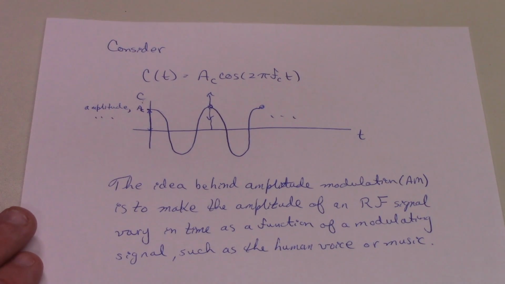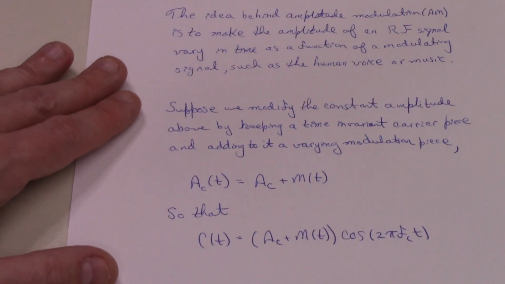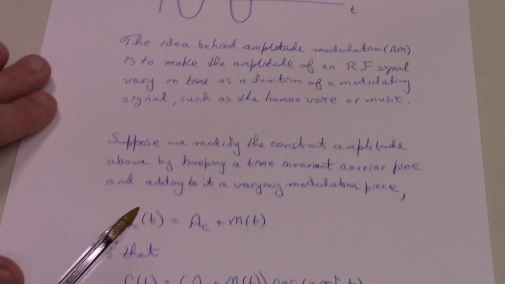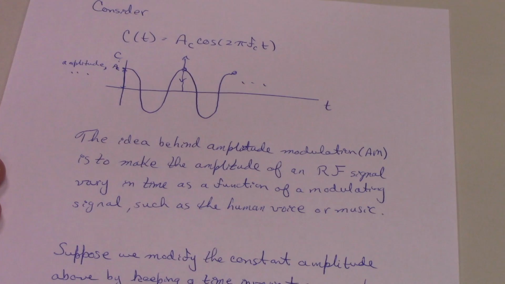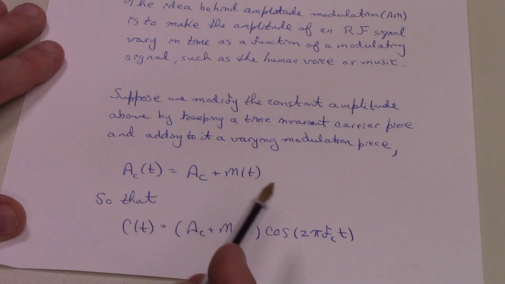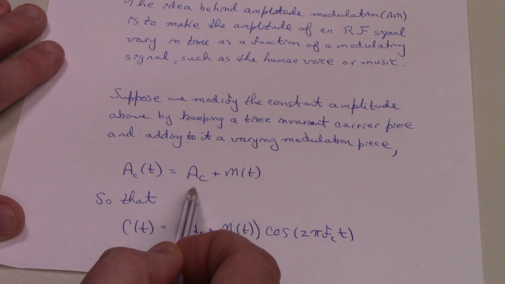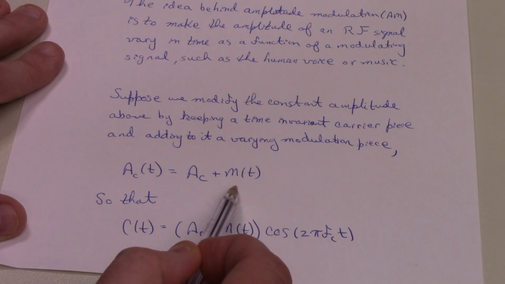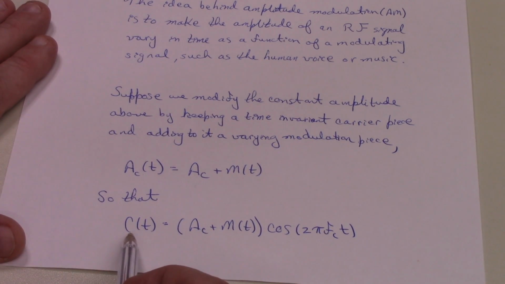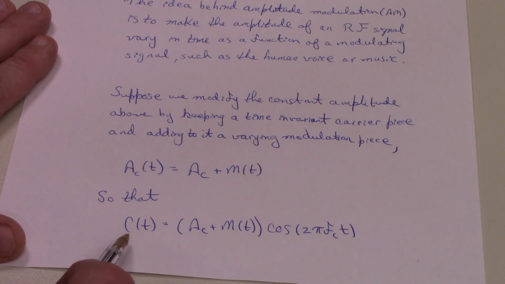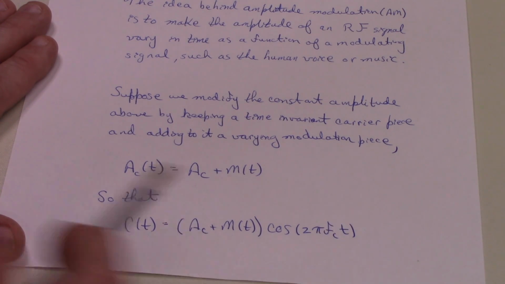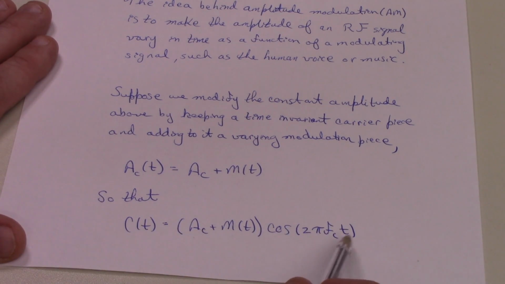But to unpack that simple idea a bit, let's do a little bit of algebra. So suppose we modify this constant amplitude A sub c to make it a function of time itself. And so we're going to keep this initial piece, this constant piece A sub c, and we're going to add on a modulation piece m of t, so that we can then rewrite the simple A sub c times cosine function as A sub c plus m of t, quantity times the cosine of 2 pi f sub c t.